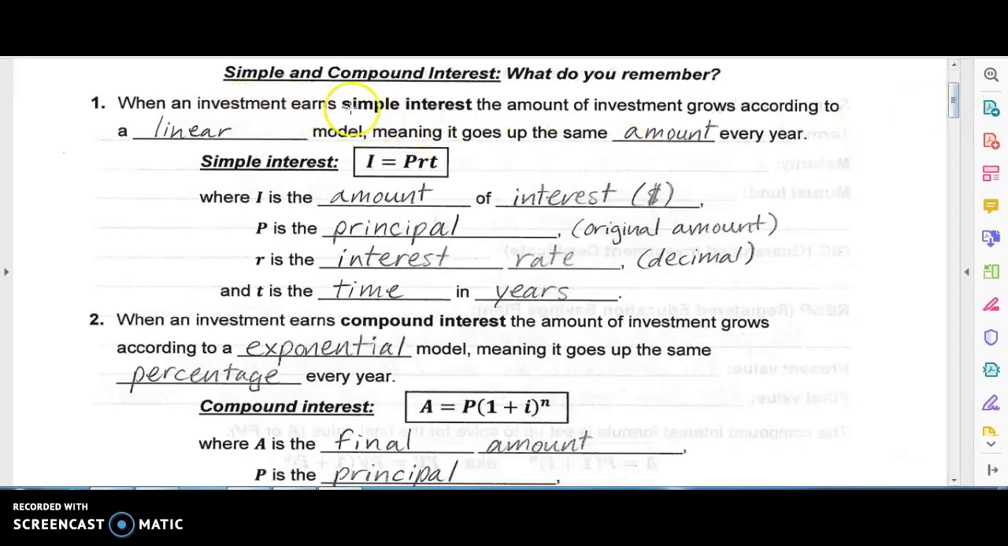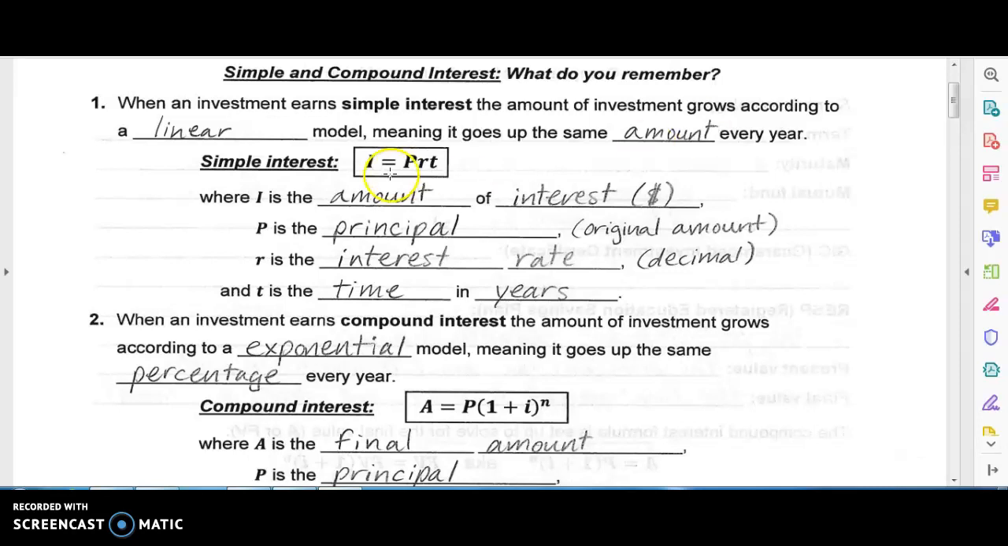So when an investment earns simple interest, the amount of investment grows according to a linear model. Okay, that is a graphical way of saying that it goes up the same amount every year, right? So remember, for simple interest, interest is only paid on the original amount, so the interest basically stays the same every year. So if your investment was 10 years, you'd pay the same amount of interest in year 1 as you would in year 2, as you would in year 3, as you would in year 8, 9, and 10.